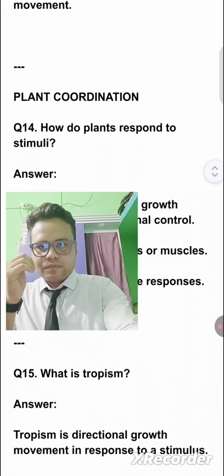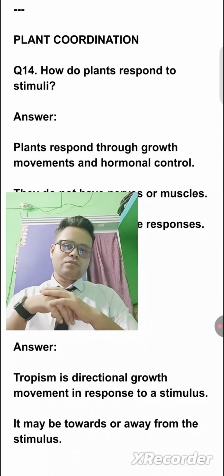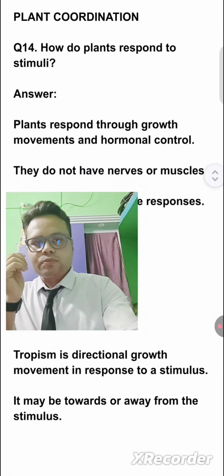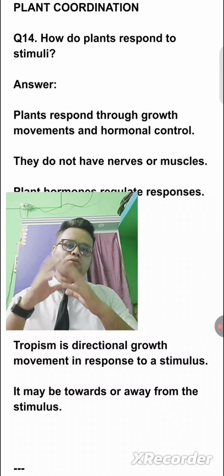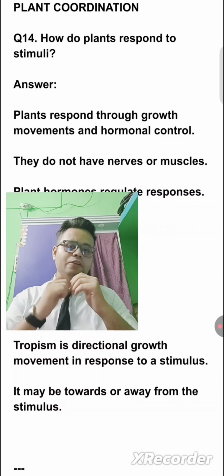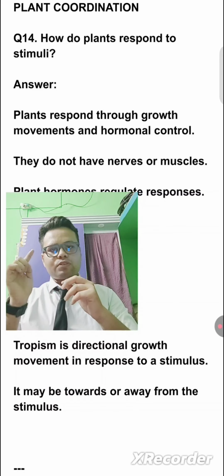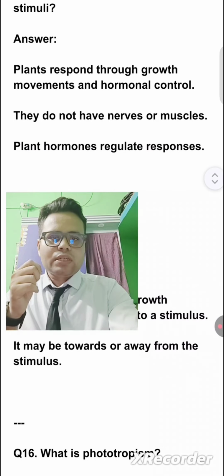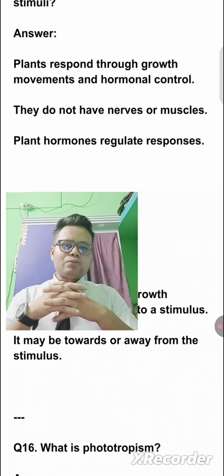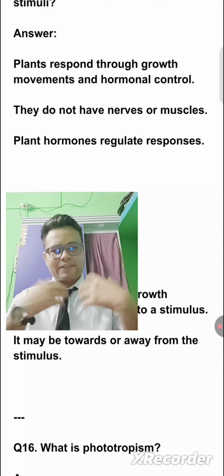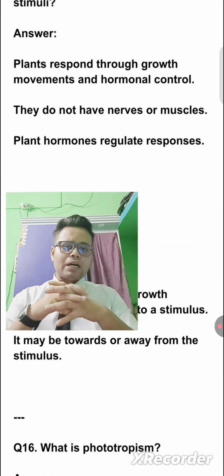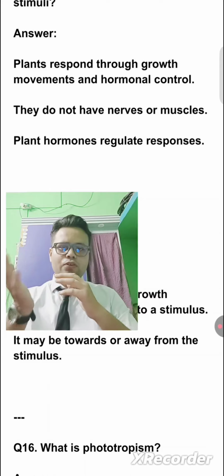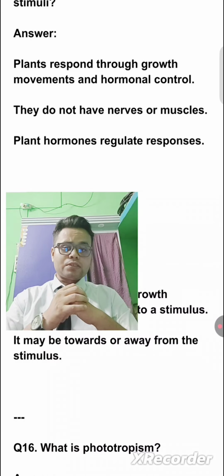After that, plant coordination. The first question in the plant coordination class: how do plants respond to stimuli? Plants respond through growth, movement and hormonal control. Both are included there. They do not have the nerves or muscles that we have. So instead, plant hormones regulate responses. These functions are driven by plant hormones.